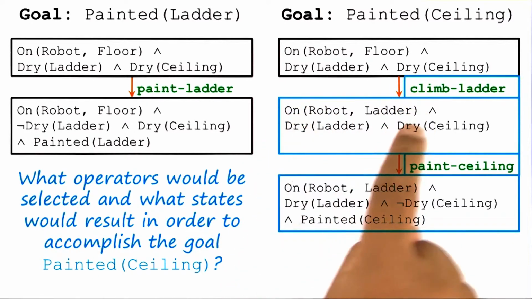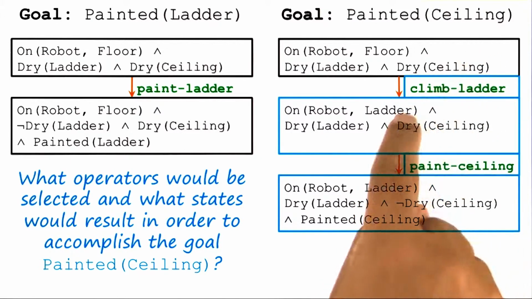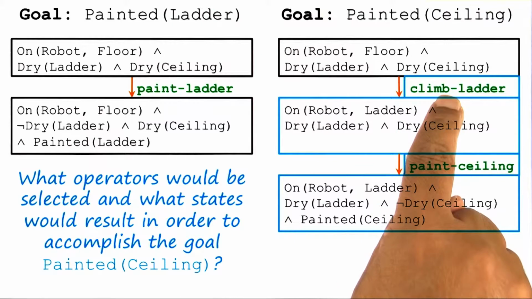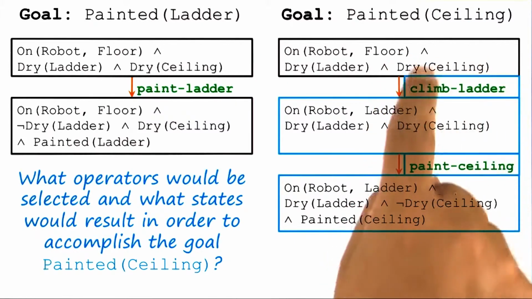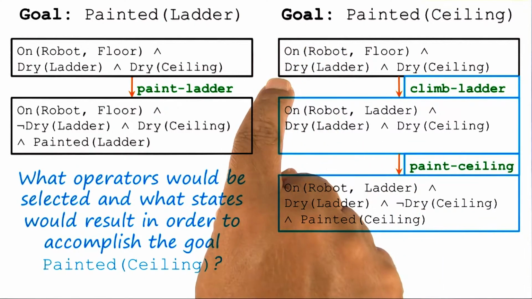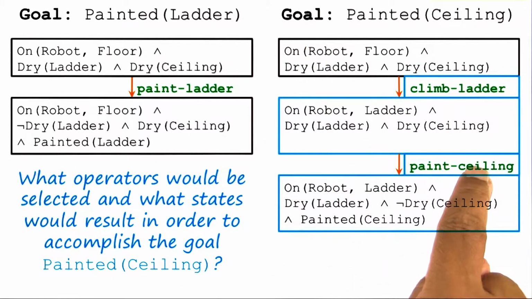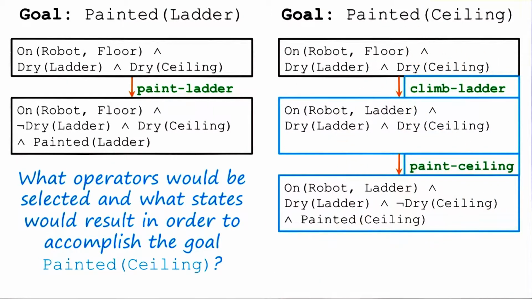If we use that sub-goal as the control knowledge, then we want to select an operator whose post conditions will match this sub-goal. And that operator is climb ladder. So now we apply climb ladder here, and the preconditions of climb ladder match this initial state. And that is how we get to this plan, climb ladder and paint ceiling. So we are working backwards using goal knowledge as control knowledge to select between operators.